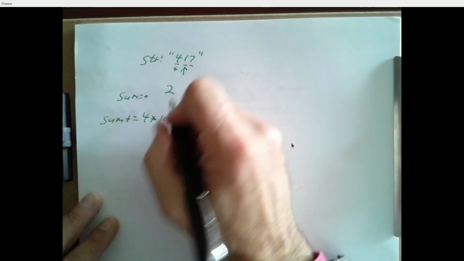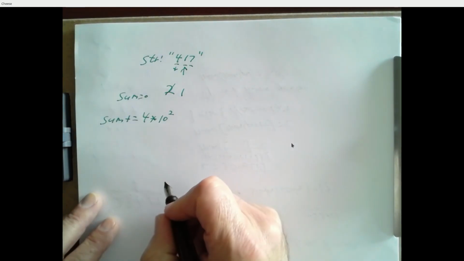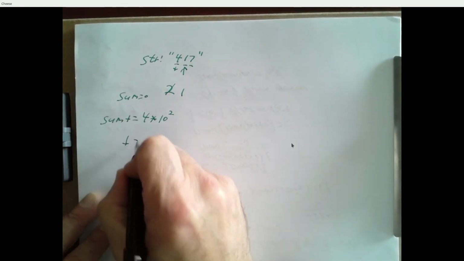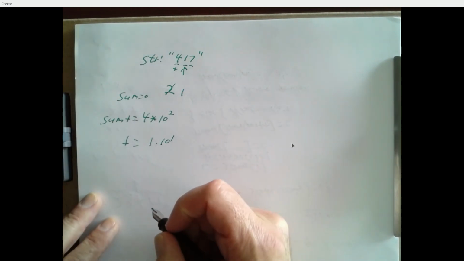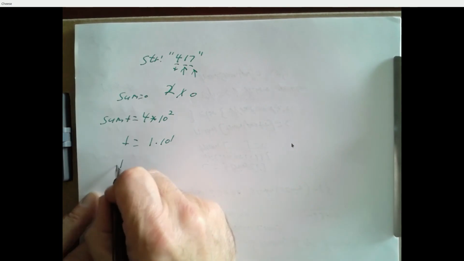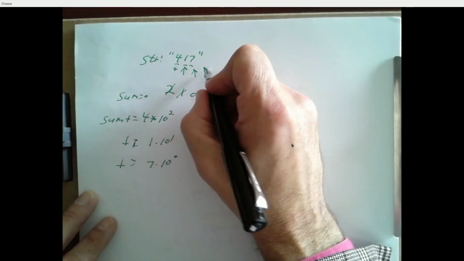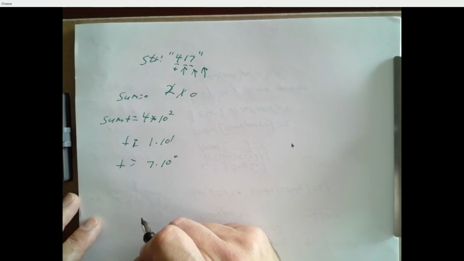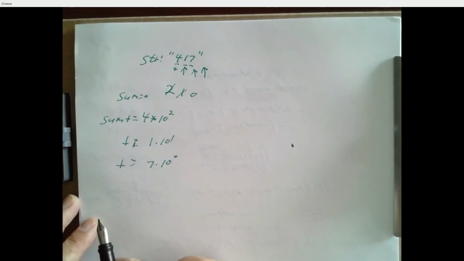Move to the second character, decrement this to a 1, and then add that second character times 10 to the first. Move to the third character, decrement this to a 0, and then add 7 times 10 to the 0. Move to the fourth character, that's the null terminator, we're done. And so our sum will be 400 plus 10 plus 7, 417.